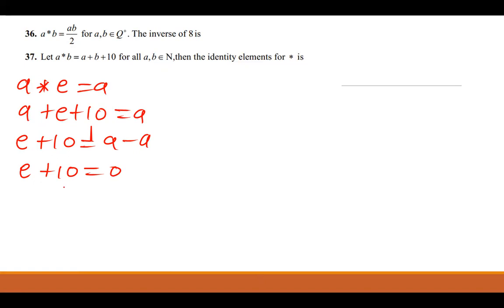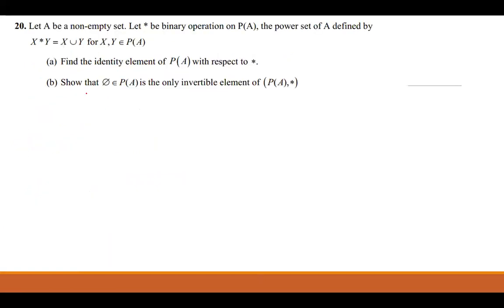So to find the identity element E, we take this 10 to the other side as well. Hence, we remain with E is equal to negative 10. So this is the identity element for this expression. And since it has the identity element, this implies that it also has the inverse. Let's quickly move on to the next question.